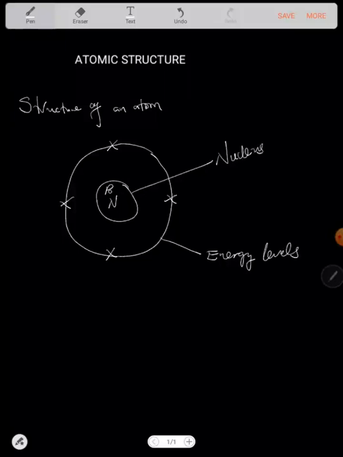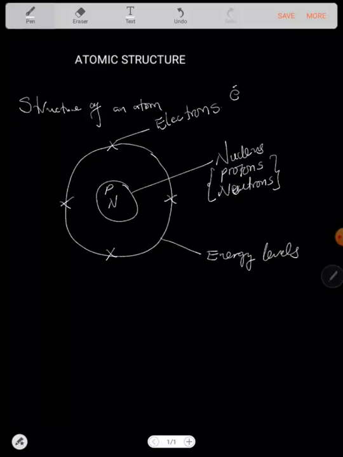In the nucleus, you are going to find P and N. P stands for proton, and N stands for neutron. Together, the protons and the neutrons form the nucleus. Then these X marks that we are seeing here, sometimes they can be an E with a negative charge there. These are what we call electrons.